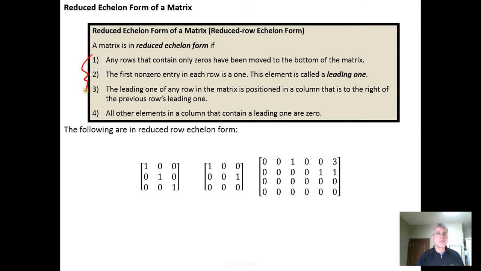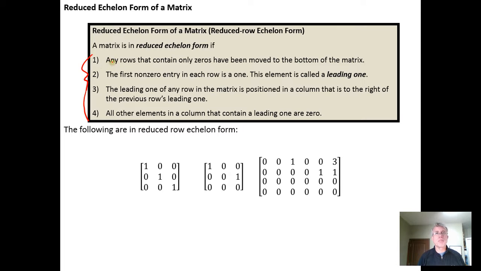And what we're going to wind up doing ultimately is solving systems of linear equations by using what are called elementary row operations, and using those operations to manipulate the matrix into reduced row echelon form. And from this form, we'll be able to deduce the solution set for the system. So as long as you meet these four criteria, you are in reduced row echelon form.